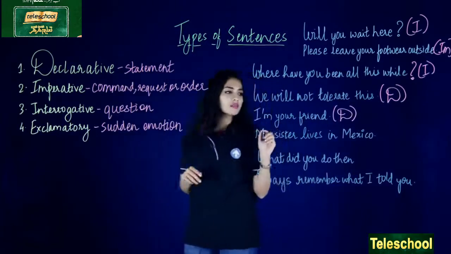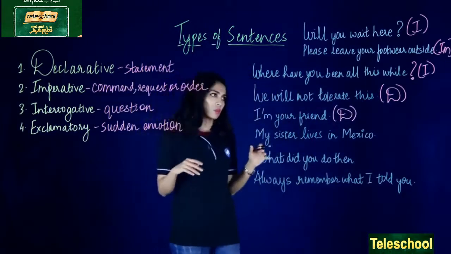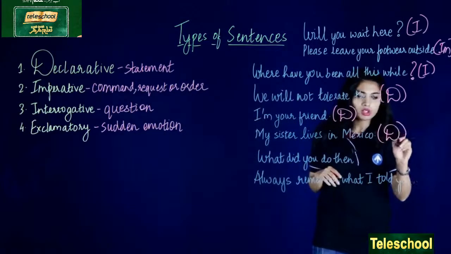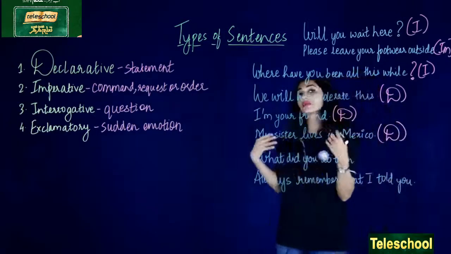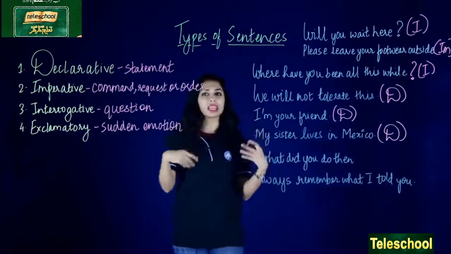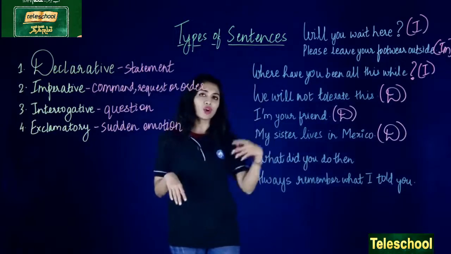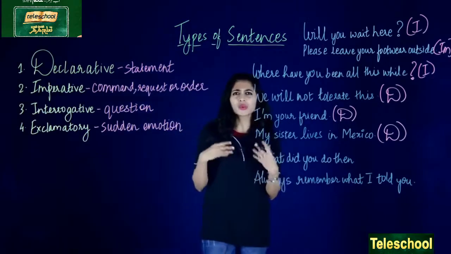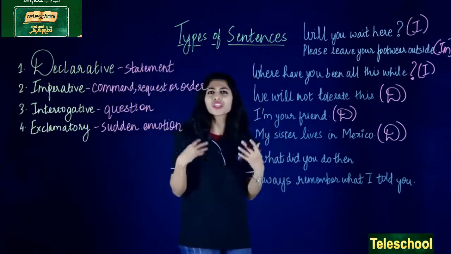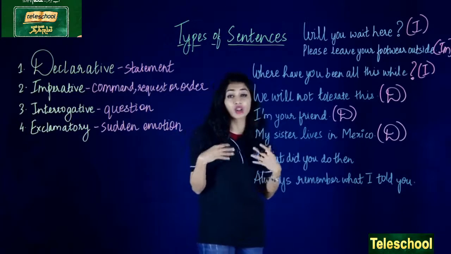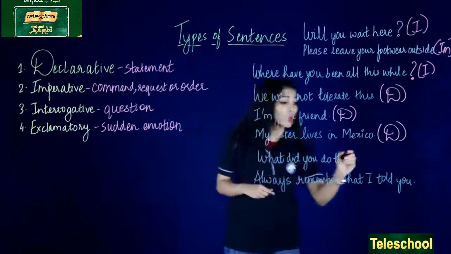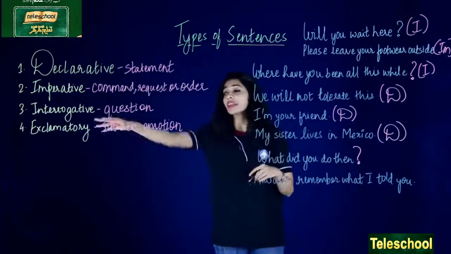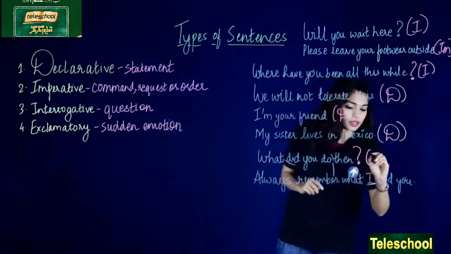My sister lives in Mexico. Well, I guess we have three declarative sentences in a row. So here, when I say my sister lives in Mexico, I am simply making a statement, and therefore it is a declarative sentence. Let's look at the next one. What did you do? When I say what did you do, I'm asking you a question. Therefore, since I'm asking you a question, it becomes an interrogative sentence.